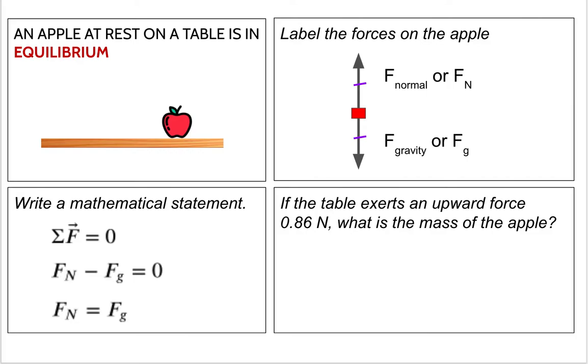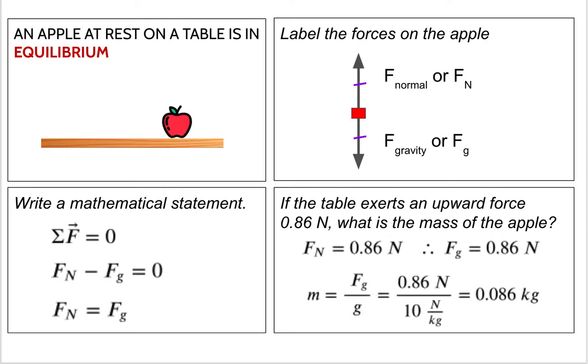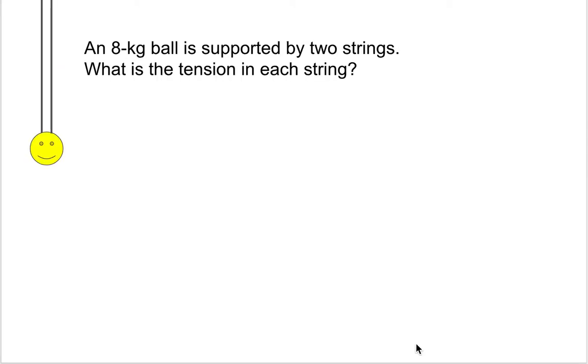If the upward force is 0.86 newtons, that is the normal force. So what we need to do is understand that that connection is that number now also tells us the gravitational force. We now know what the weight of the apple is. And so we would rearrange our weight formula and end up dividing by 10 to find that the apple's mass is 0.086 kilograms.